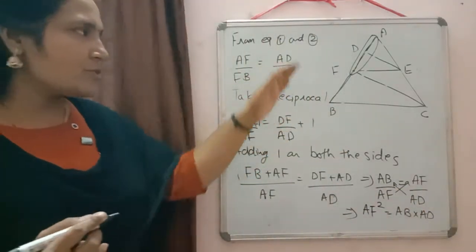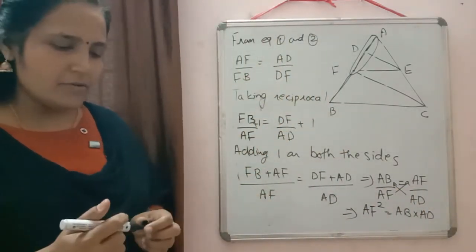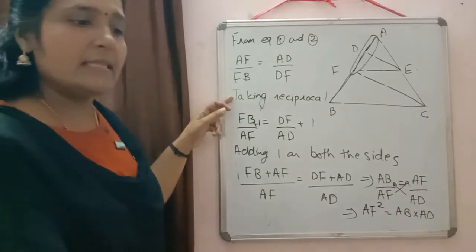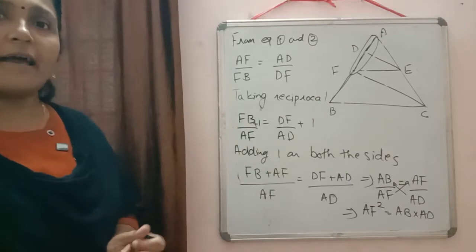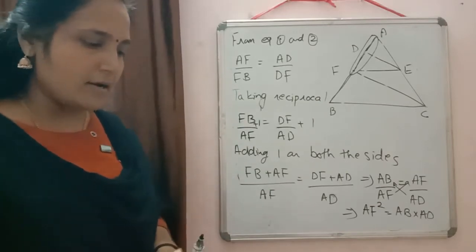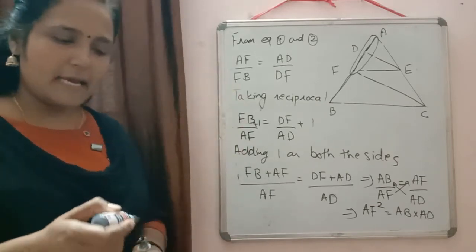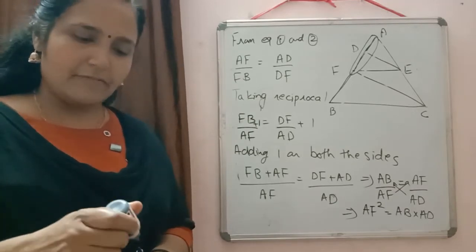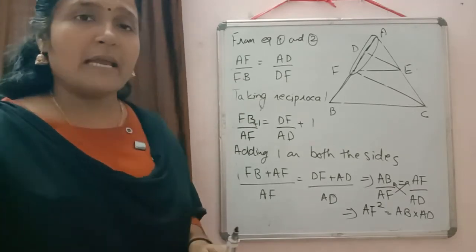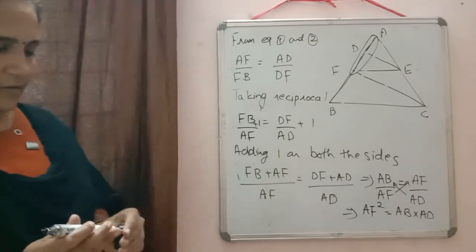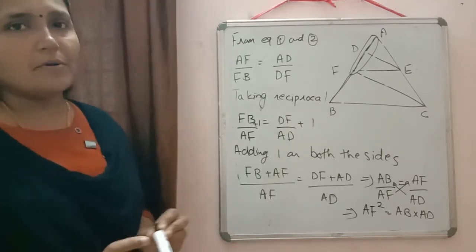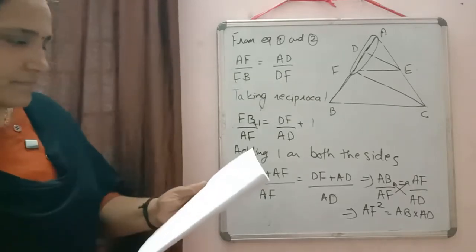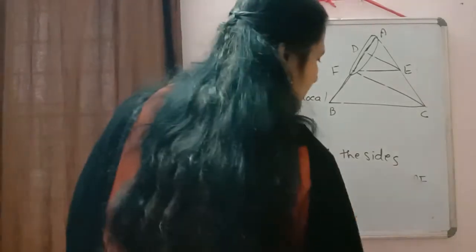So I think the rest is all okay. Directly we used the BPT theorem. After that what did we do? We have taken the reciprocal here. Why did we take the reciprocal? Because the side which was there in the denominator, that we don't need there. So we shifted that side to the numerator, and after that we added 1 on both the sides. Is this question clear to you? Okay. Now all of you, question number 4.